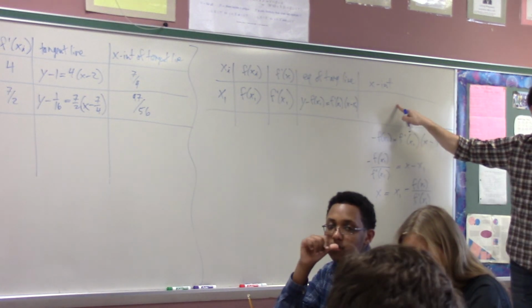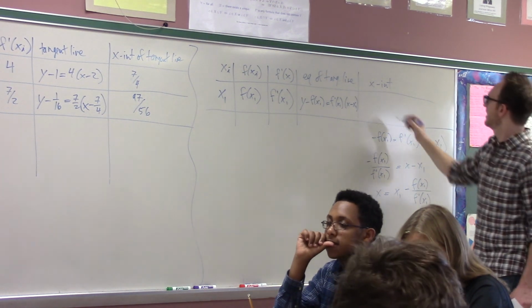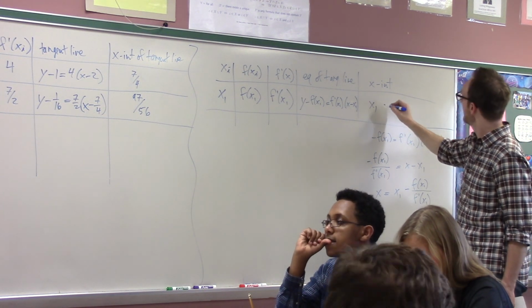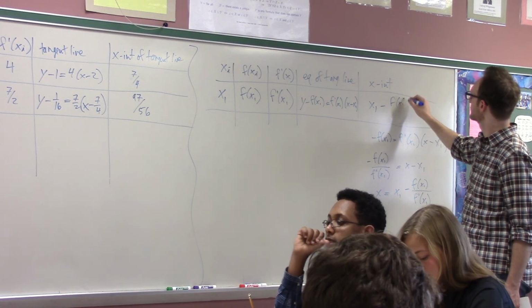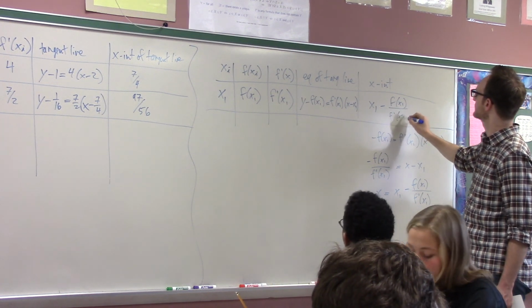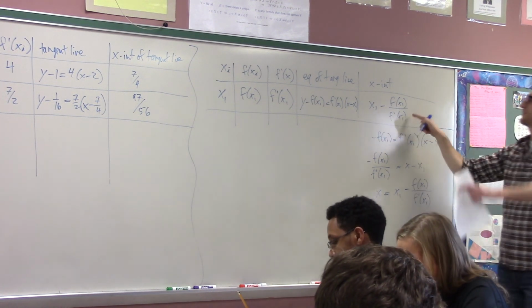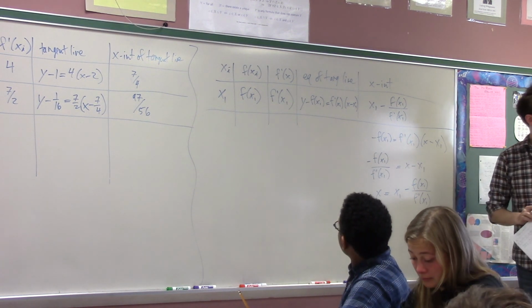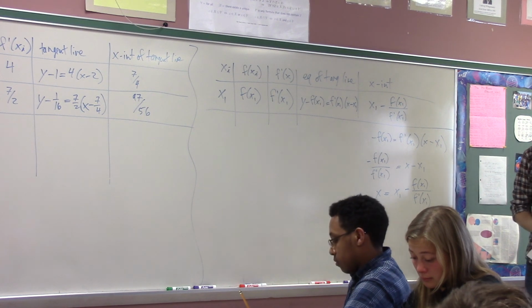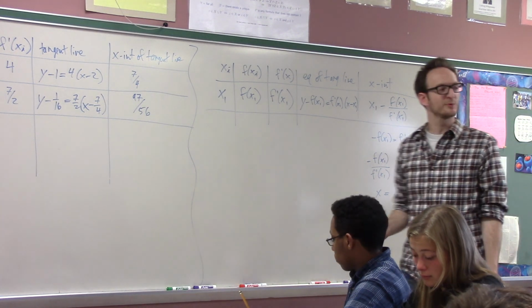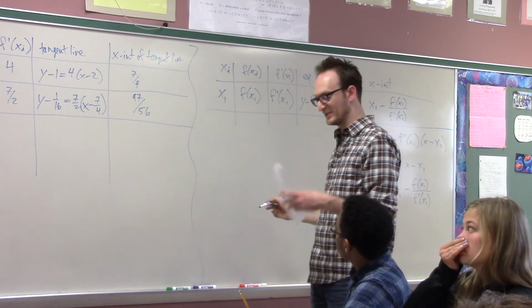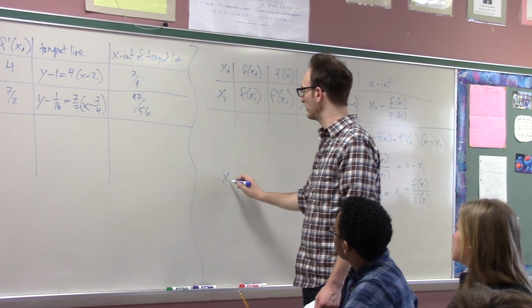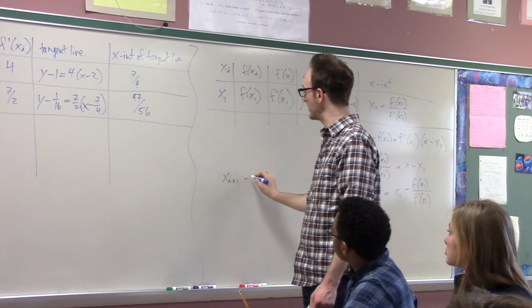So what goes here? What is the x-intercept? It turns out it's x1 minus f of x1 over f prime of x1. And of course, what do I do with that? You just make that x2. In other words, I think I can come up with a recursive formula. Could somebody please tell me, in general, what x sub i plus 1 is?